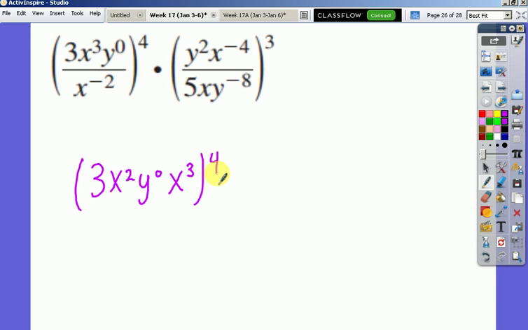So how can I simplify this even further? What can I combine? X's, what can I turn that y to the 0 into? A 1. So when I combine those x's and I turn that y to the 0 into a 1, what do I get?